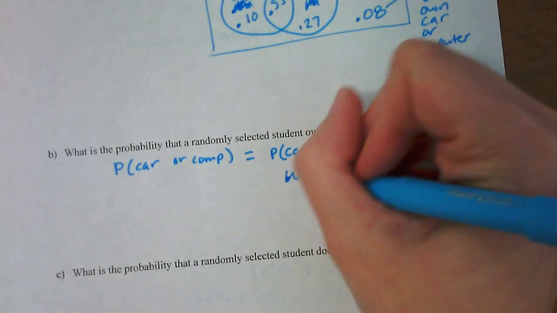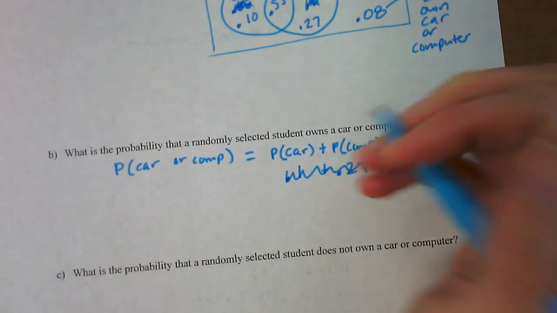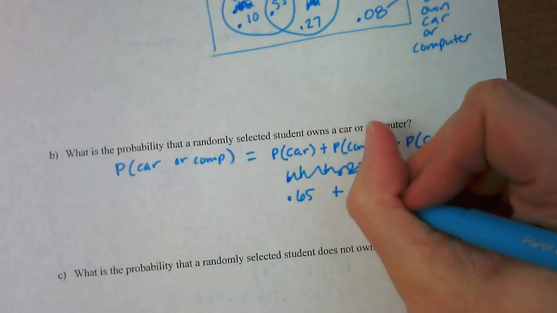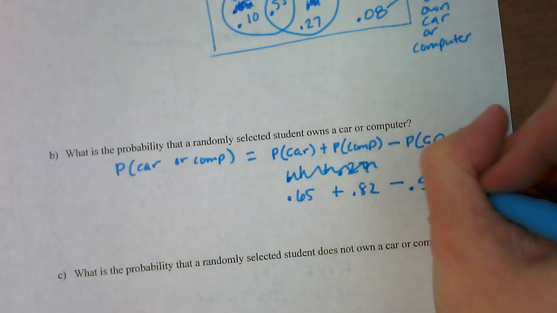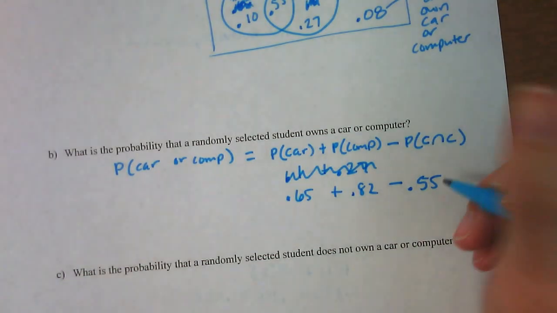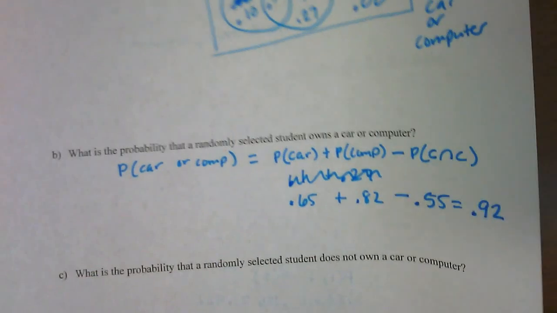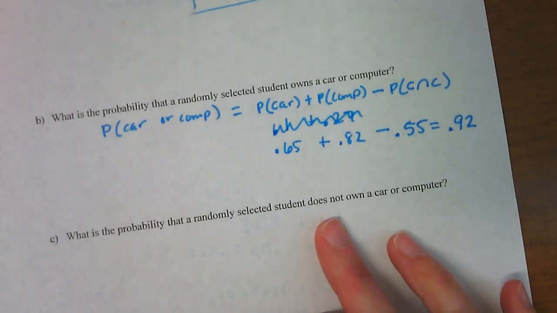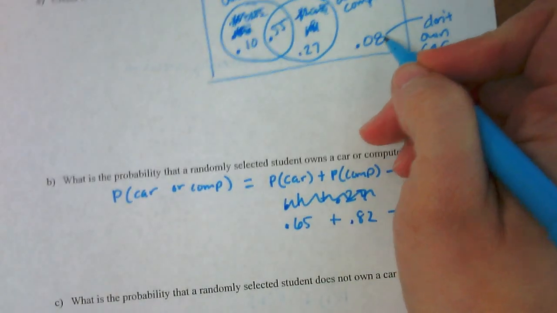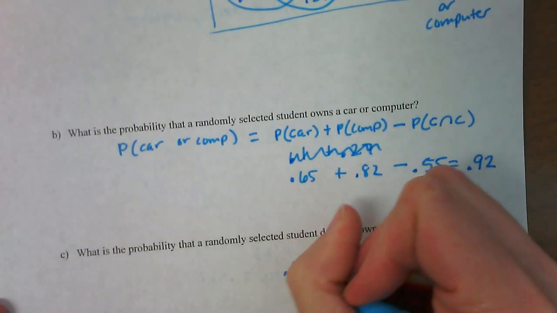Oh, oops, nope. Sorry, the car was 0.65, the computer was 0.82, and the overlap was 0.55. So I'm going to add up those and subtract, and I get 0.92. Okay, what is the probability that a randomly selected student does not own a car or a computer? That was this outside here, 0.08.